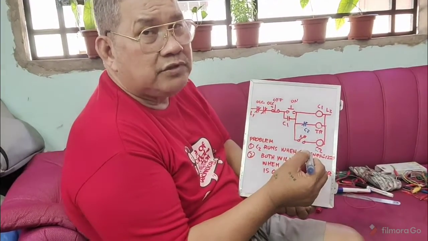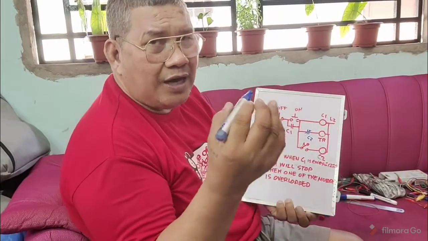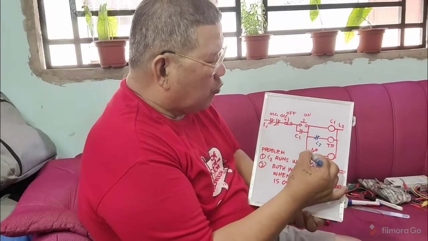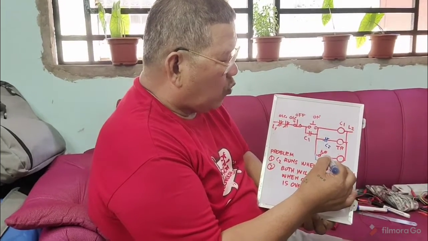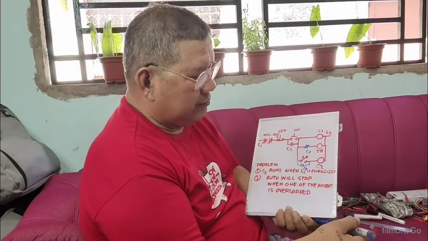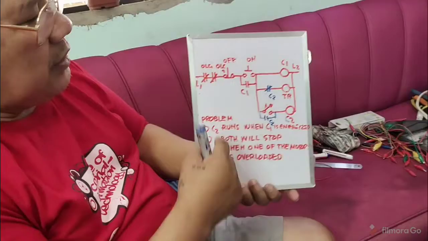Coil, de-energized. So how would you maintain the flow of current here? So you need a holding circuit, a maintaining contact. So what you will do? You place here a maintaining contact. Where will you get the maintaining contact? From the C2. See? That would be the connection.